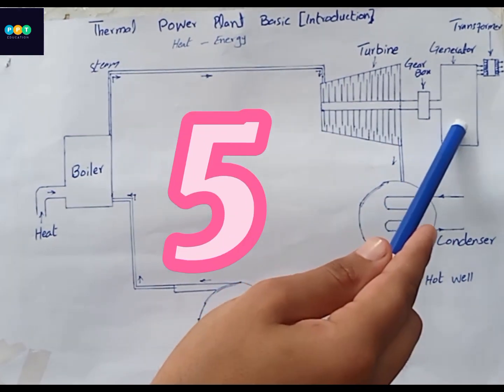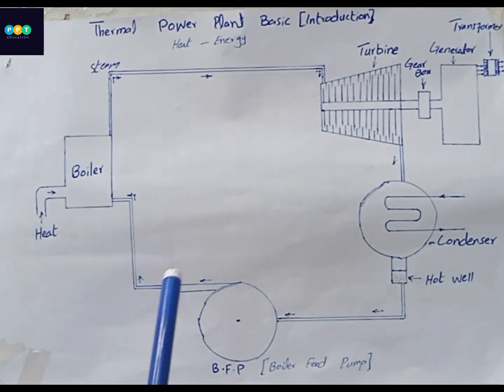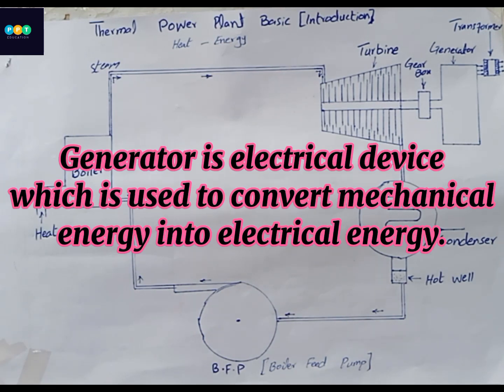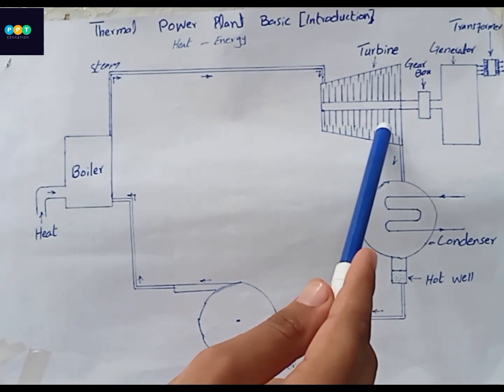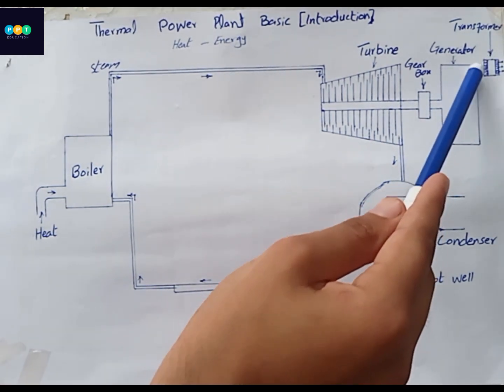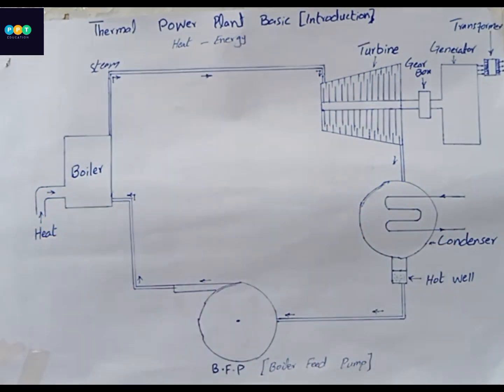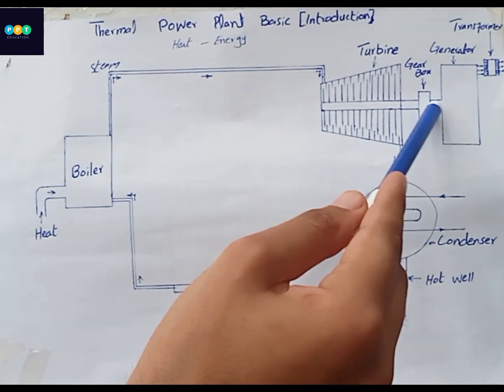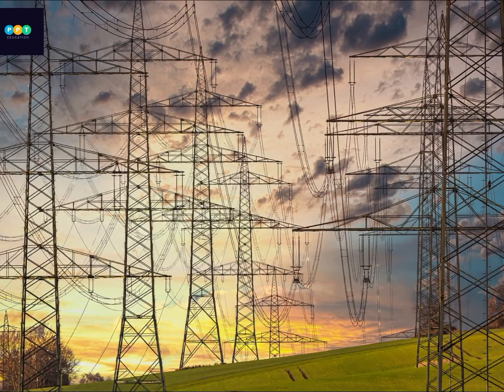5. Generator. A generator is an electrical device which is used to convert mechanical energy into electrical energy. The winding is on the shaft of the generator, and there isn't a stator winding. When the motor rotates, electricity will be produced.